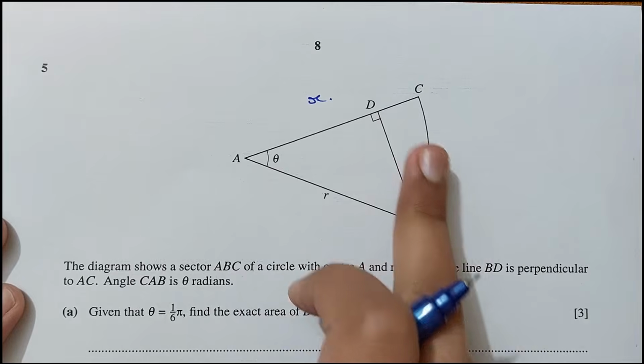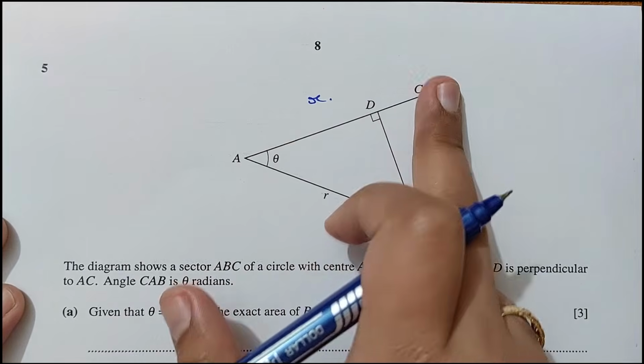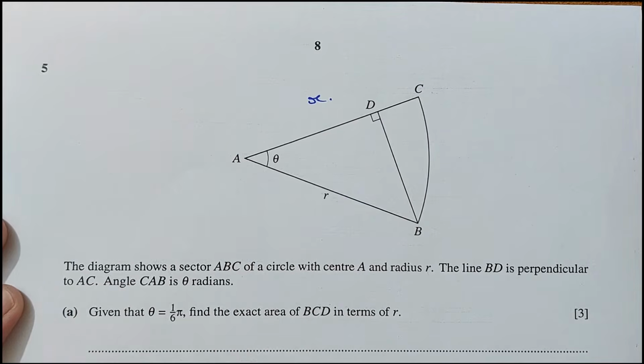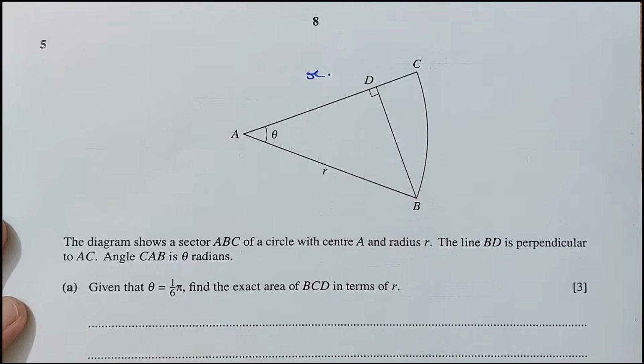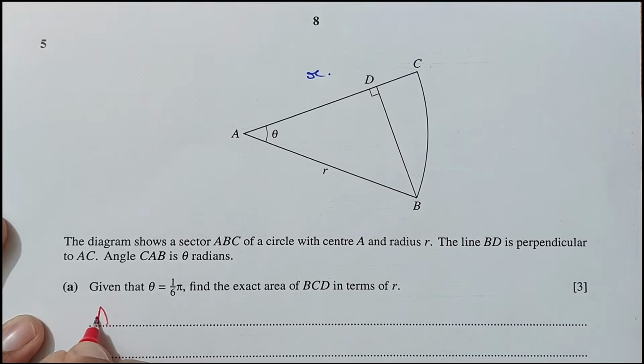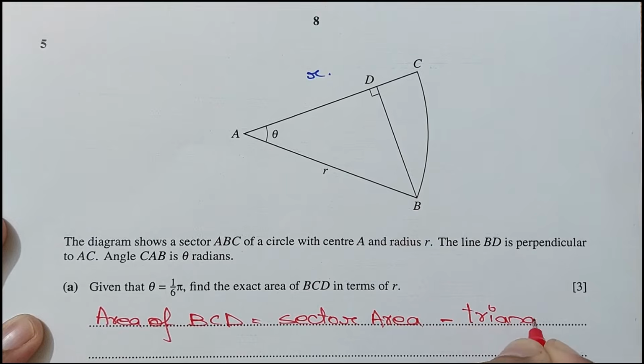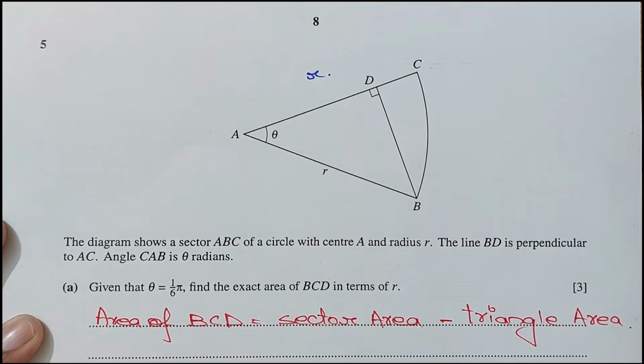So the exact area of BCD is basically the area of the sector minus the area of this right angle triangle, right? So first we have to find the area of the sector and then subtract the triangle. So we can say that the area of BCD is sector area minus triangle area, right? Let me start with the sector area.